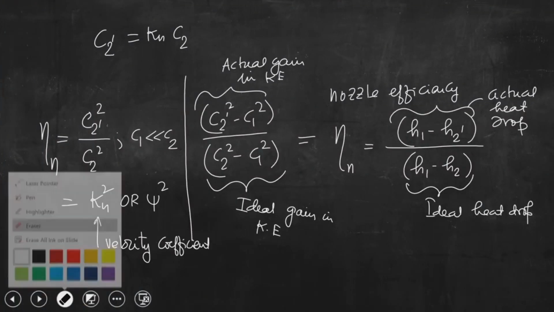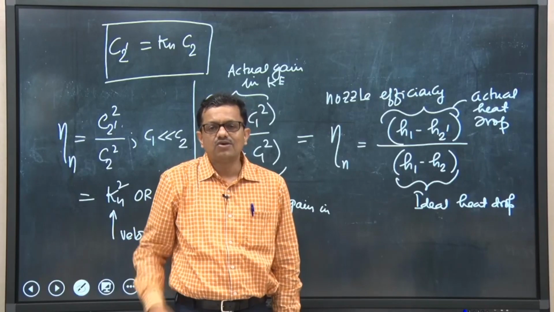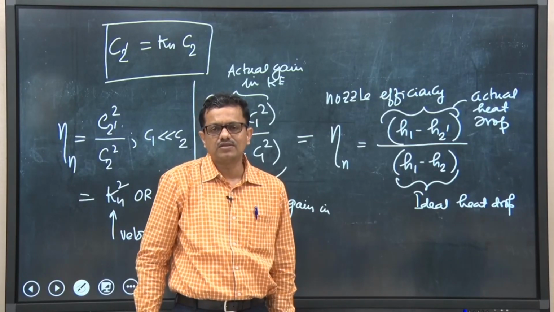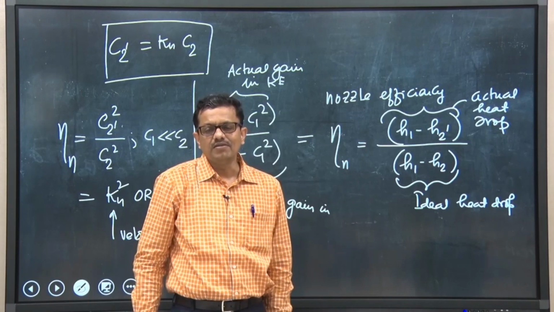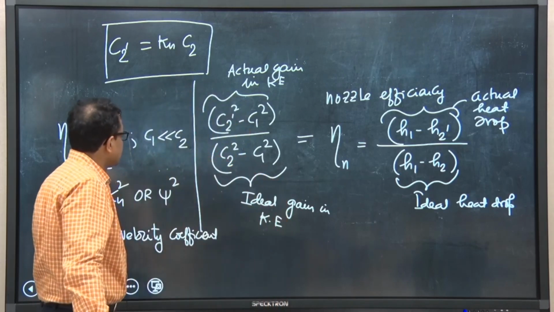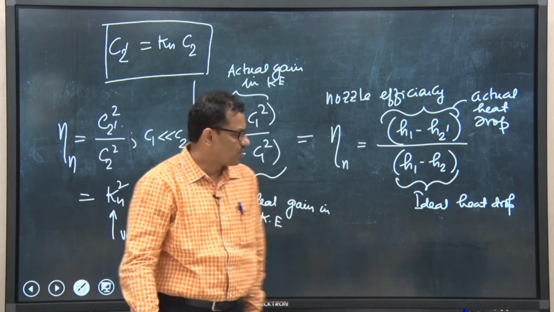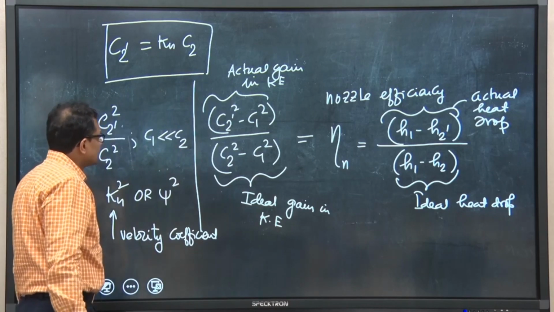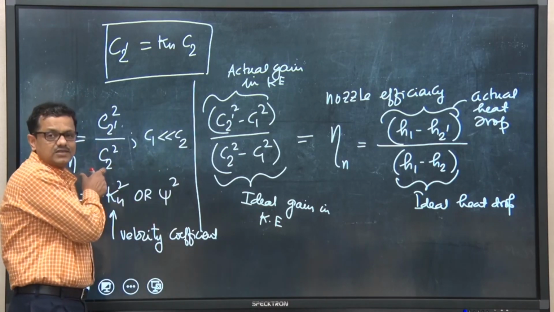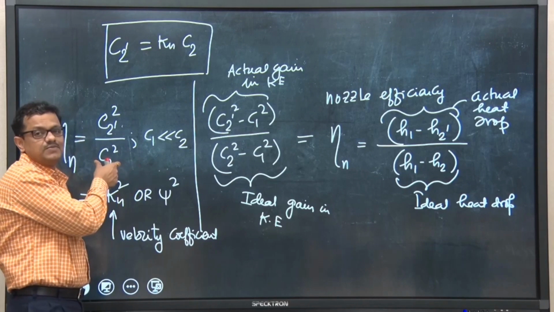You can see from this relation that if Kn equals 1, that is if the surface is atomistically smooth, then there is no frictional effect and the actual velocity is equal to the velocity obtained by modeling the flow as an isentropic process. So, this is the case. Now, having established the expression of nozzle efficiency, let us look at what are the several factors that affect the nozzle efficiency.